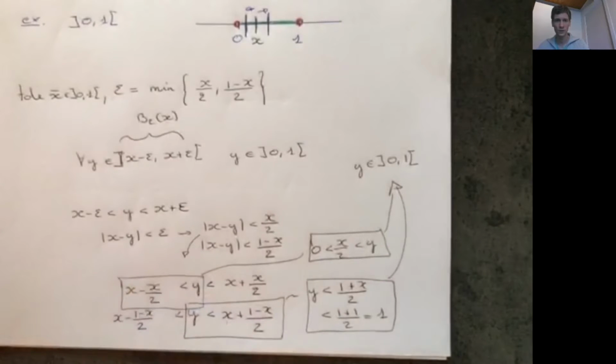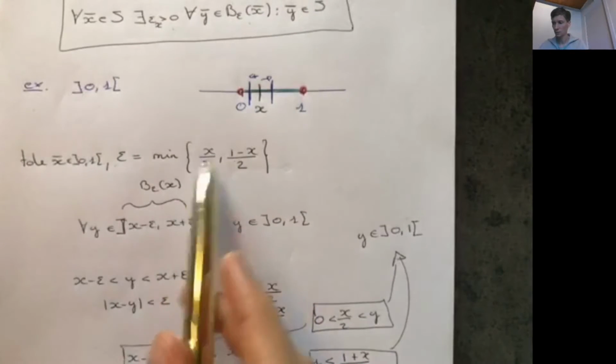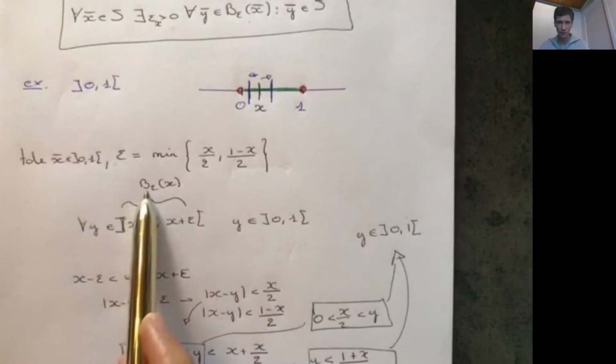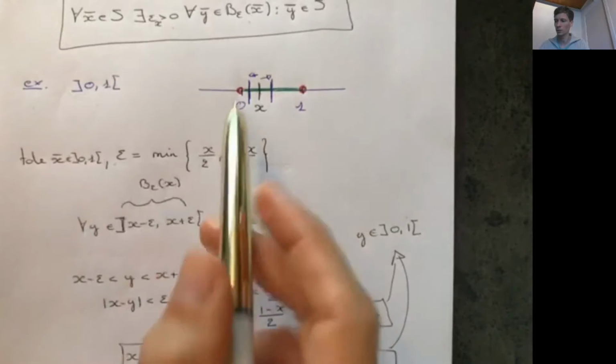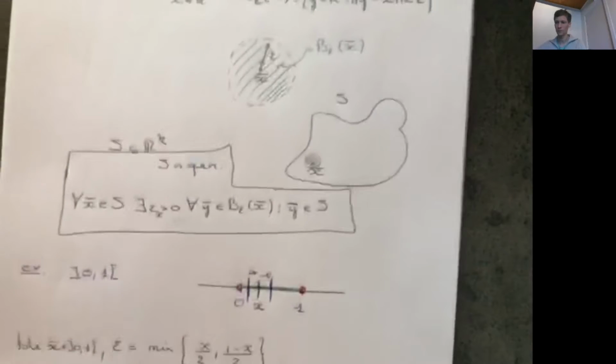So this is a way how you can show that this interval is an open set. For any x, you find an epsilon, which might be a function of x. It might depend on x. And then for anything in the ball of radius epsilon around x, you show that it's also in the set S, in the open interval.